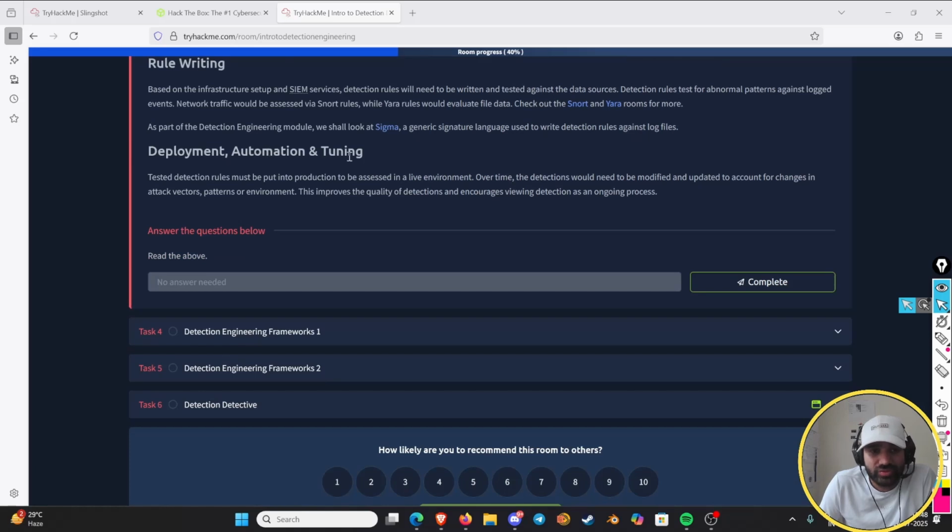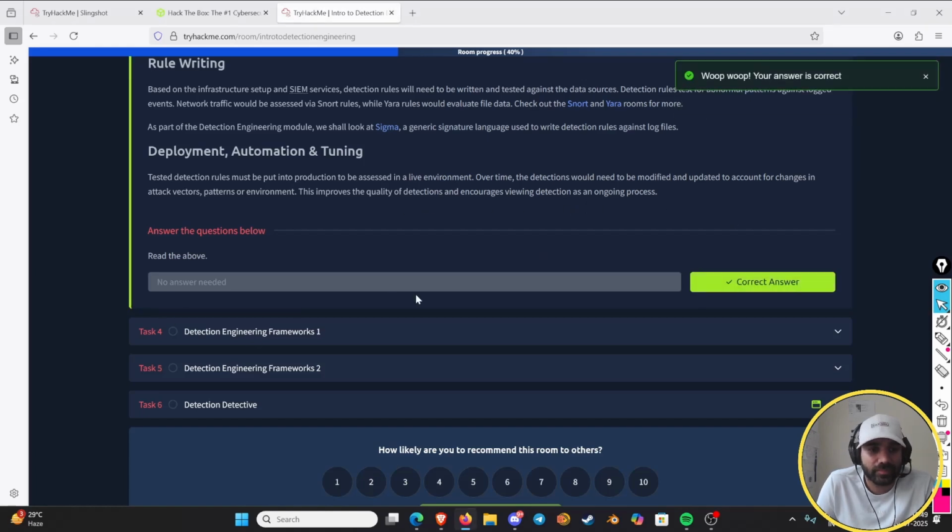Deployment, automation, tuning. Tested detection rules must be put into production to be assessed in a live environment. Over time, the detection would need to be modified and updated to account for changes in attack vectors, patterns, or environment. This improves the quality of detection and encourages viewing detection as an ongoing process.